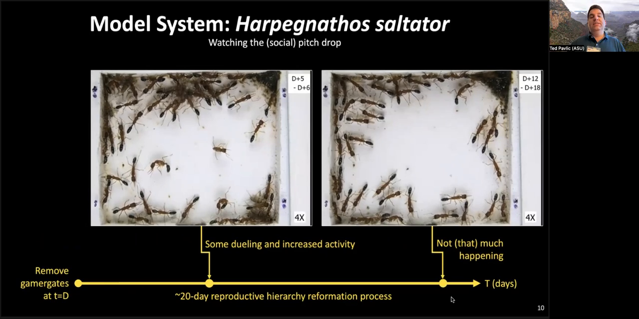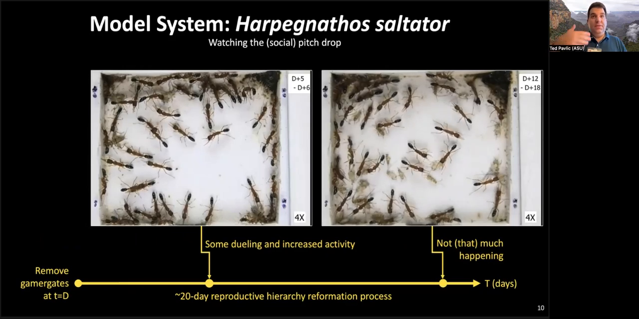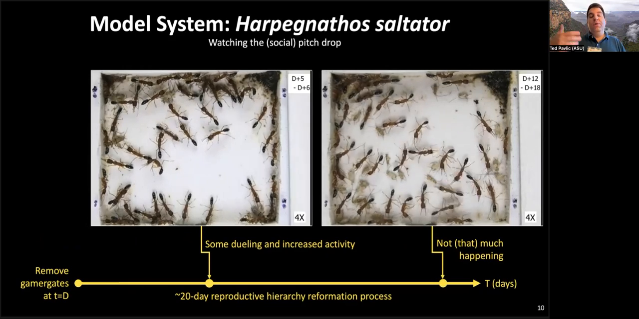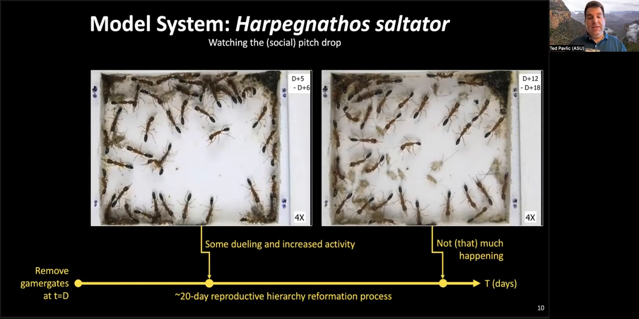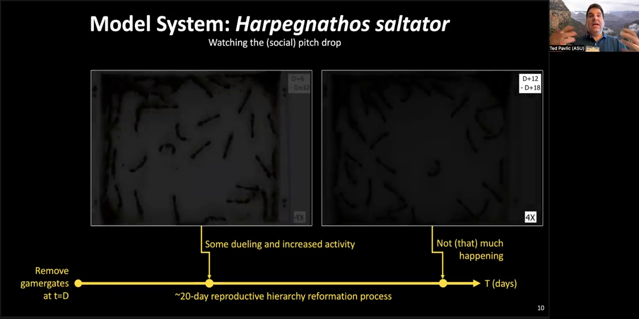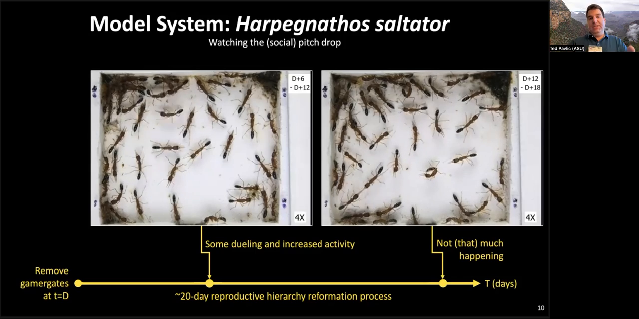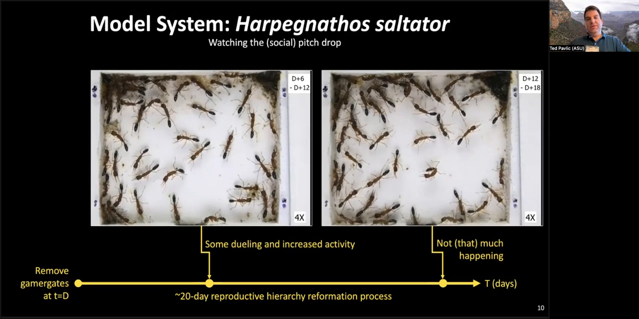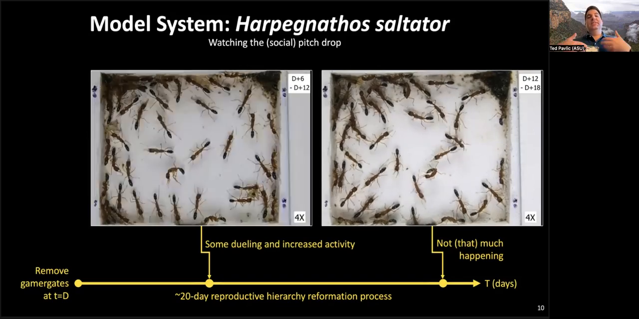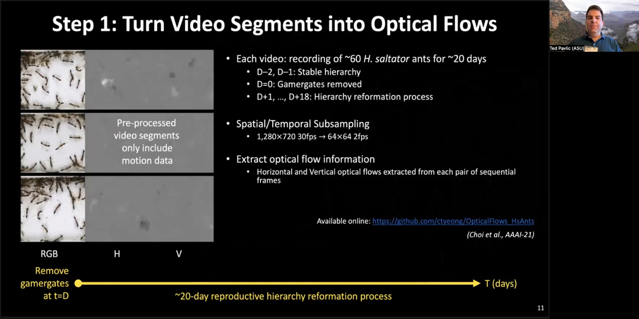So the thought was that if we could feed these into a neural network and it could find the dueling, without knowing about dueling ahead of time, then we would have shown that in principle this could work. And on top of that, if it found other behaviors during that transient period that had not been described, that would demonstrate that this process can actually help us discover new things as behavioral ecologists. So how do we do this in a little bit more detail?